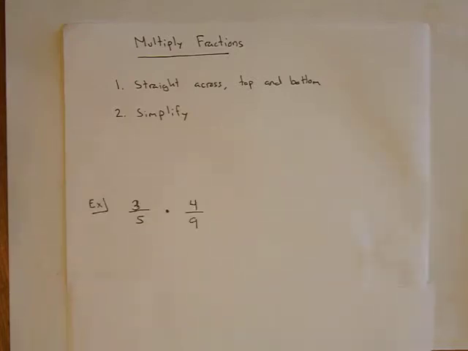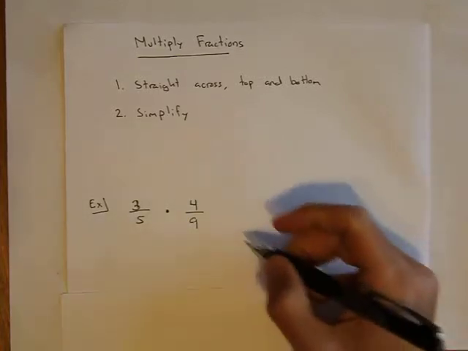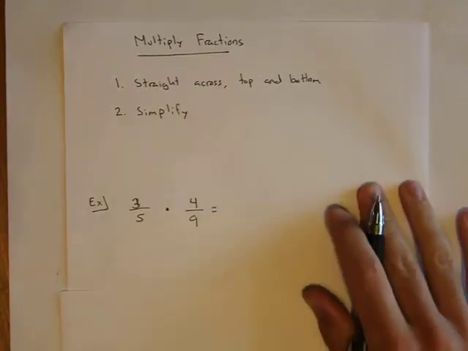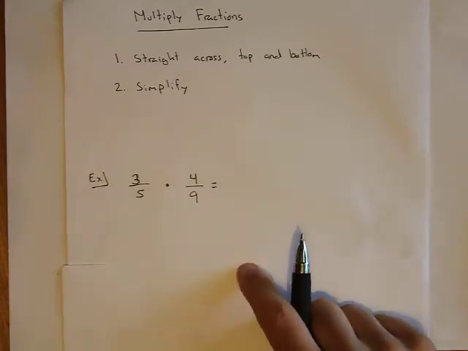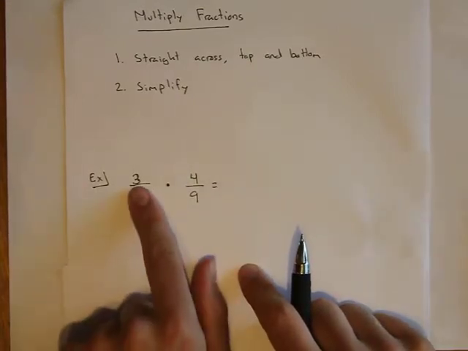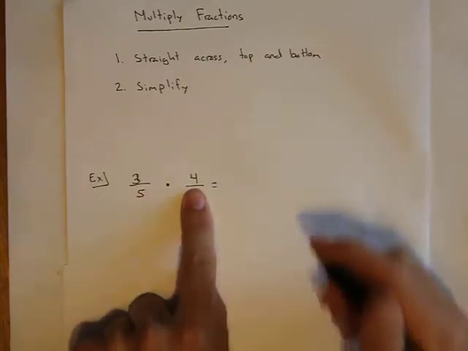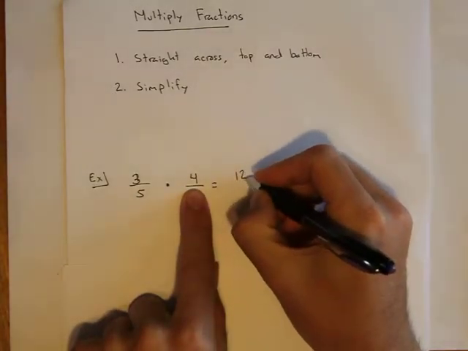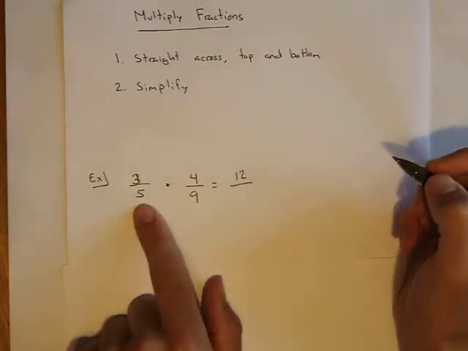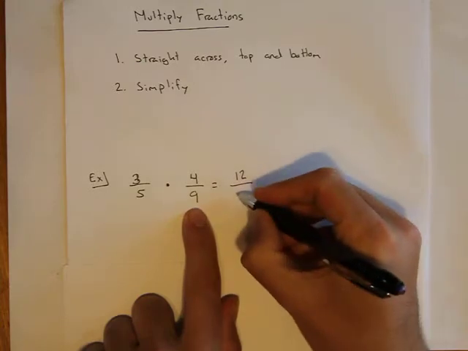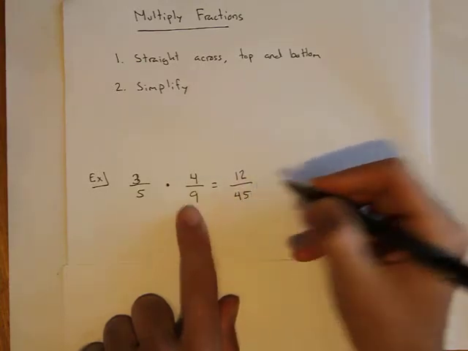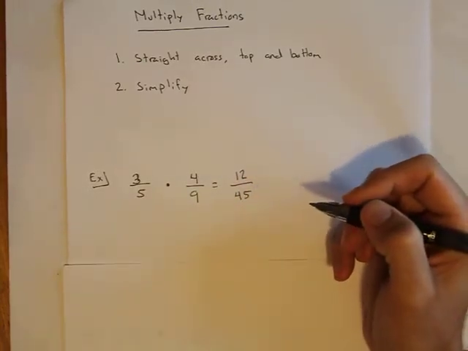So to get us started, we'll look at the following: 3/5 times 4/9. And it's really not too bad, because just like I said for that opening strategy, all I'm going to do is multiply straight across. 3 times 4 is going to give me a 12. And 5 times 9 gives me 45. And that's in essence it.